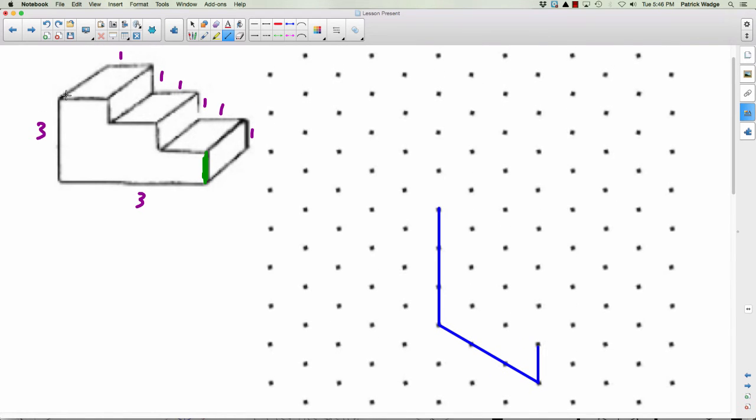How far is this one here? That one is just 1 and then down 1. So I'm going to go over 1 and then down 1. Then I do it again. Over 1 and down 1 again. And that takes me to here, and then I go over 1 again and then back to my starting point. So there's my front face.